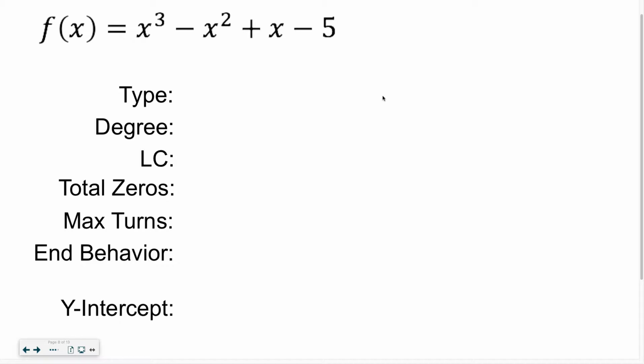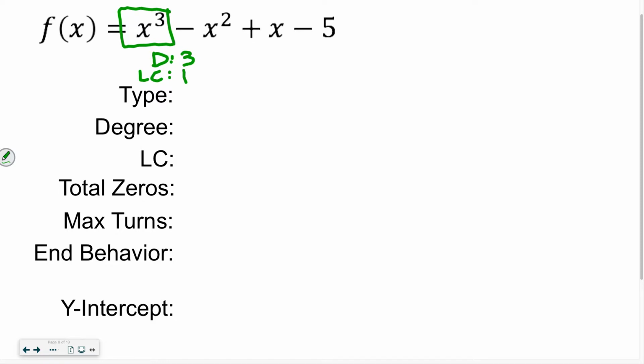Okay, so this is f of x equals x cubed minus x squared plus x minus 5. It's always a good idea, especially in the beginning, to double check: is the polynomial in standard form? We had already decided yes, it was. And in standard form, to find the degree and the leading coefficient, we look at that very first term. So we said already that the degree was 3 and the LC was 1. Do you remember that? That's the one that we did together. So we can plug those things in.